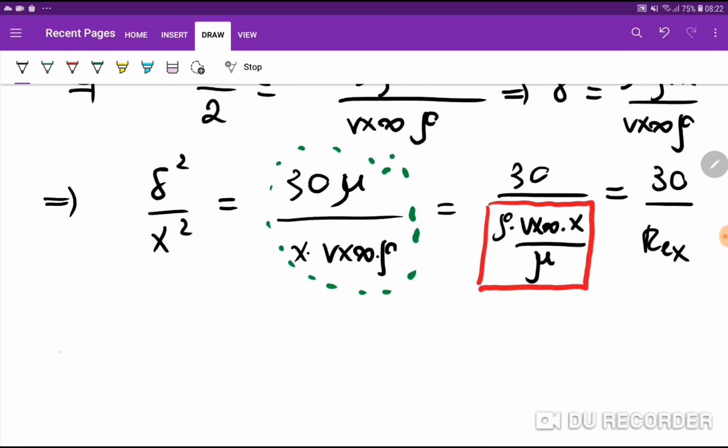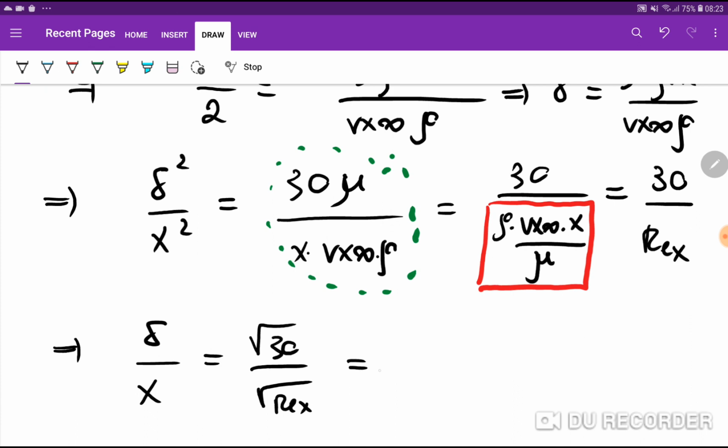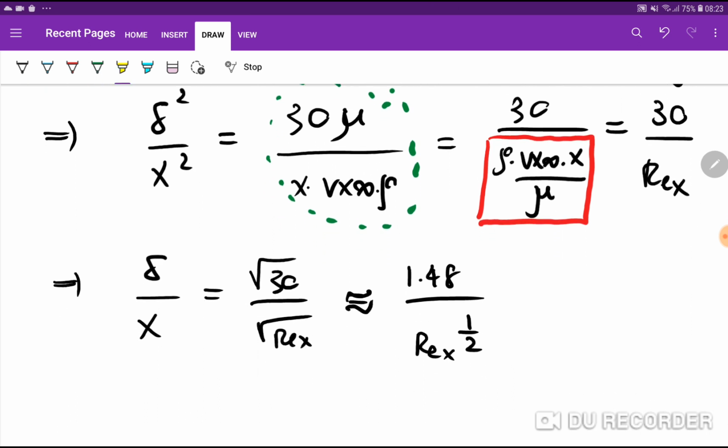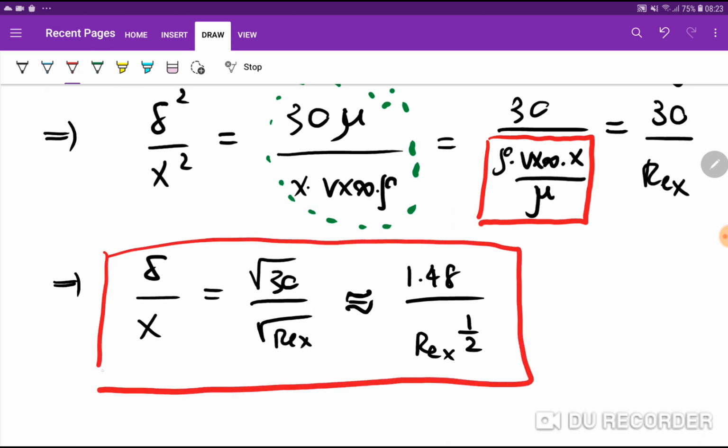And then if you take the square root on both sides, you get δ over x equals the square root of 30 over the square root of Rex, which is approximately 1.38 times Reynolds number to the power 1/2. Okay, and ladies and gentlemen, this is our dimensionless velocity profile, δ over x as a function of the Reynolds number.